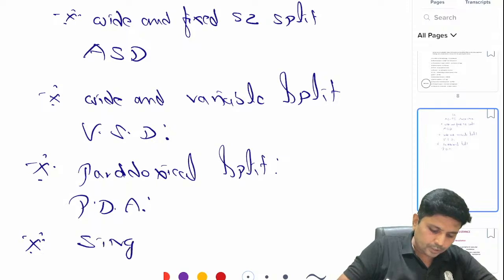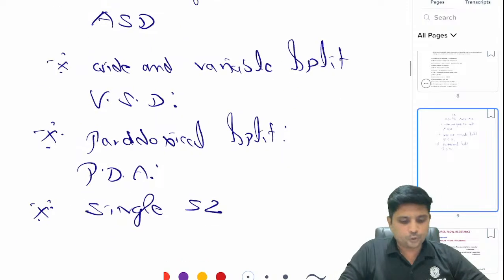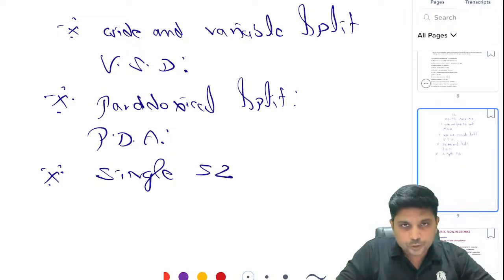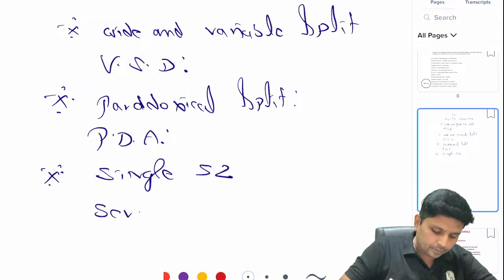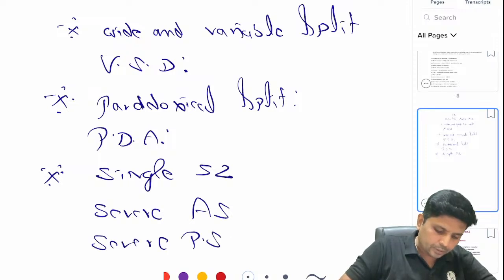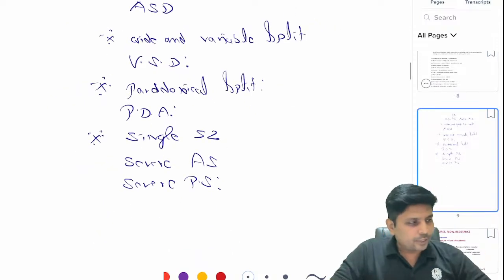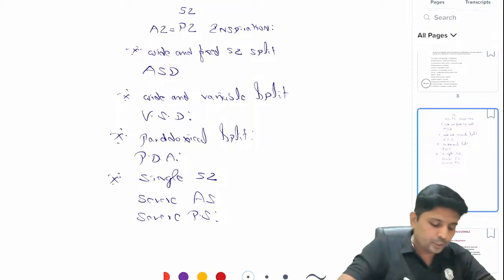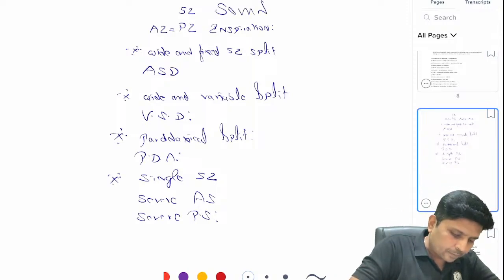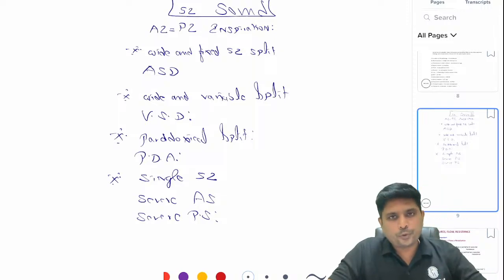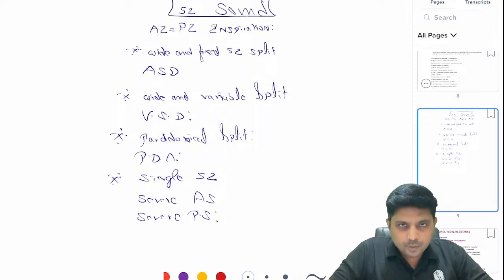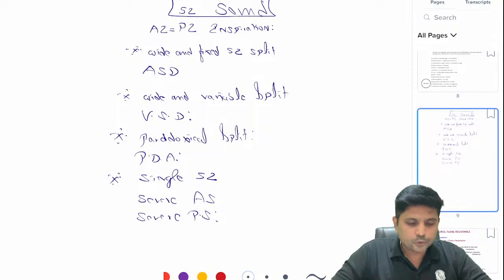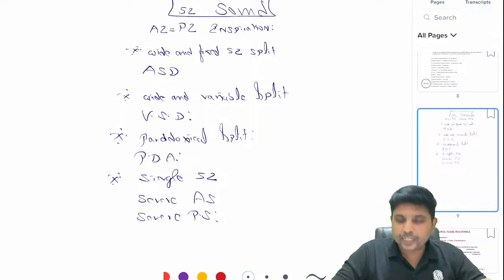single S2. You can hear a single S2 in severe aortic stenosis or severe pulmonary stenosis. So these are all the questions that can be asked with respect to S2. Short notes for wide and fixed split, wide and variable split, paradoxical split, single S2. These are all the things that they will be expecting you to know.